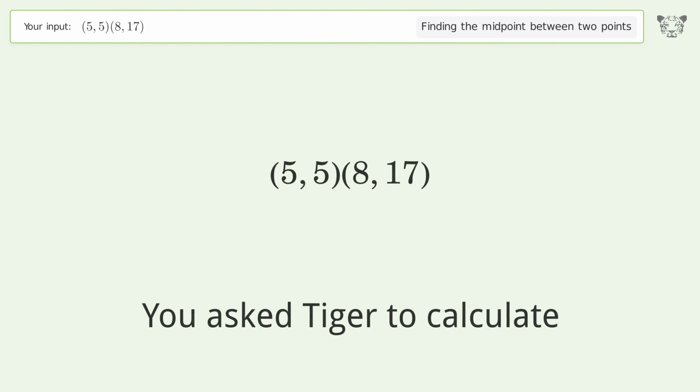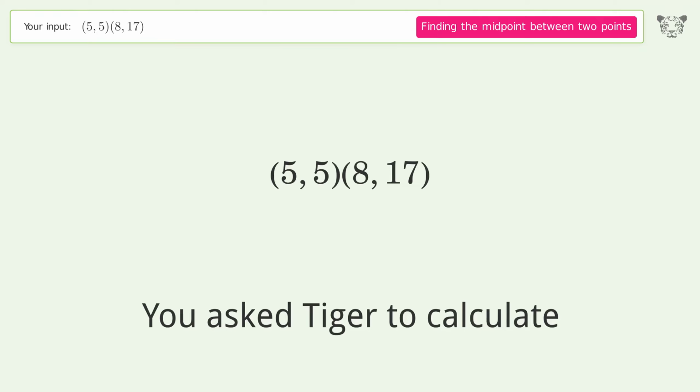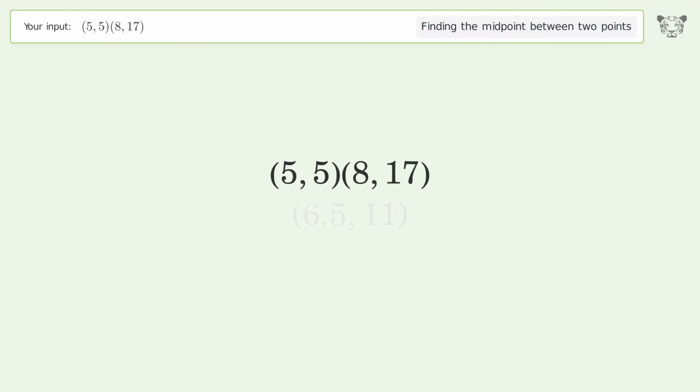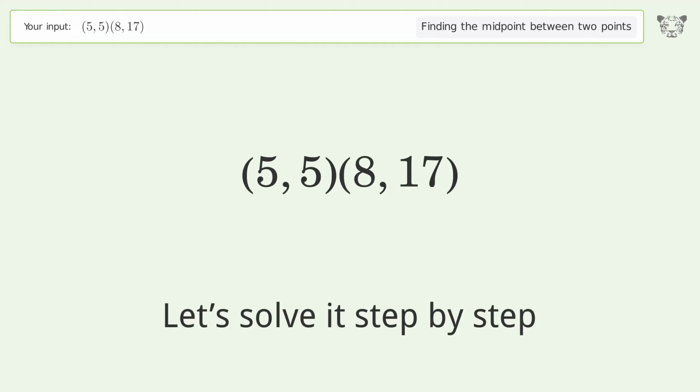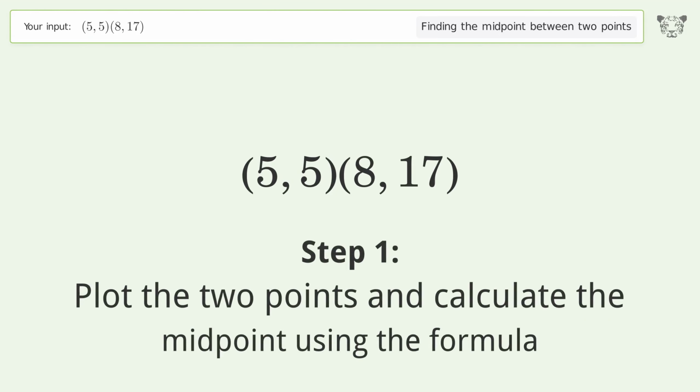You ask Tiger to calculate. This deals with finding the midpoint between 2 points. The midpoint between the 2 points is 6.5, 11. Let's solve it step by step. Plot the 2 points and calculate the midpoint using the formula.